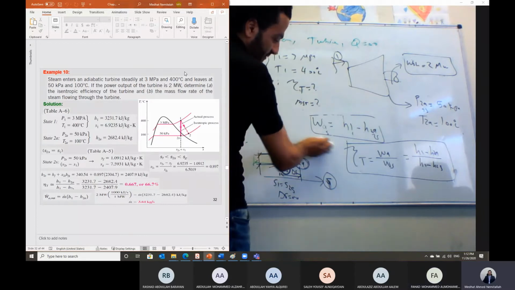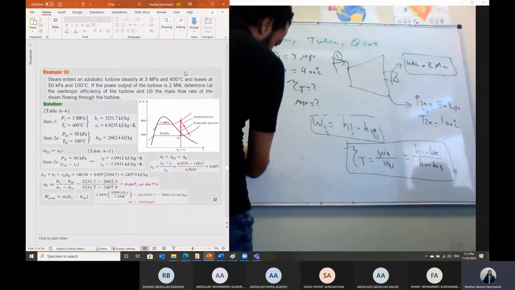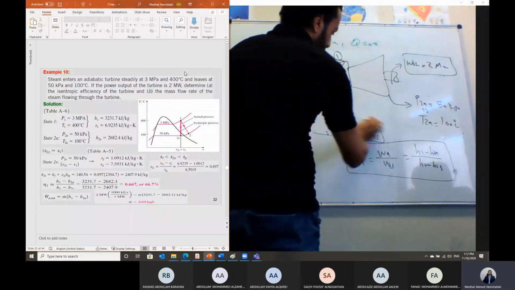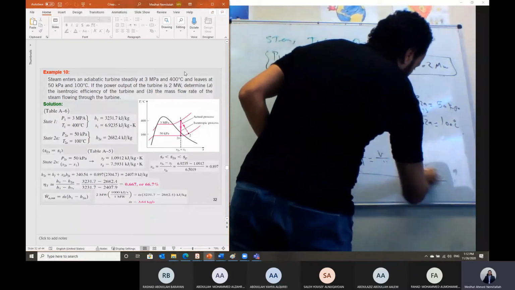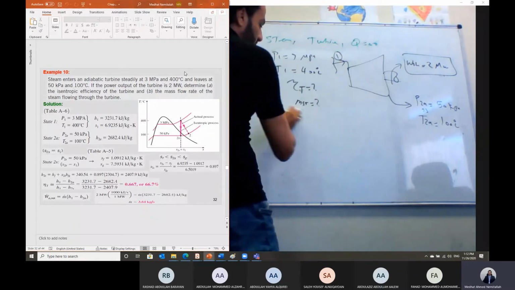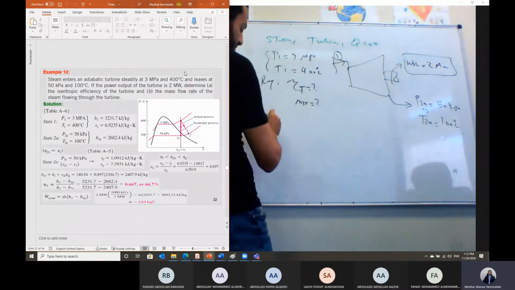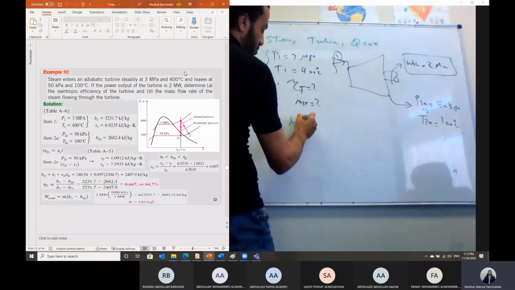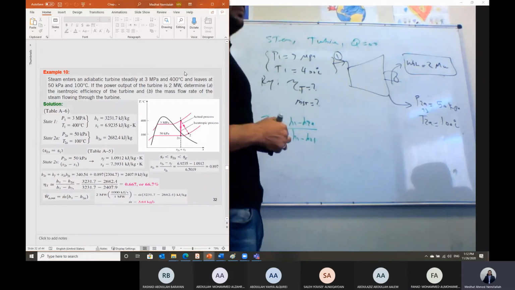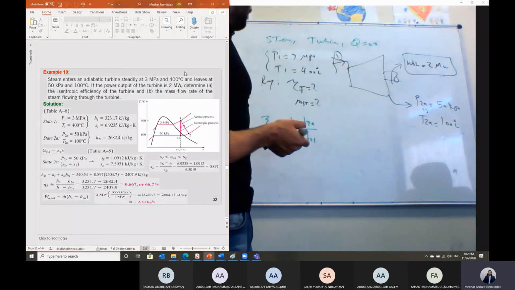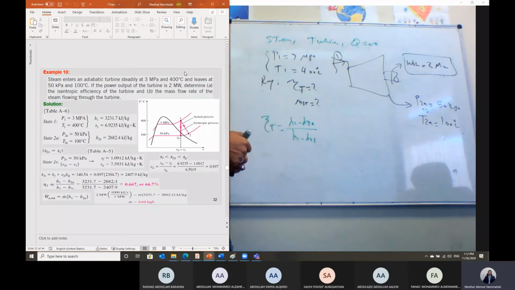So if the isentropic efficiency is required, then I have to start my solution with the definition of the isentropic efficiency, which is (H1 minus H2 actual) divided by (H1 minus H2s). But how can we get H1, H2 actual, and H2s?